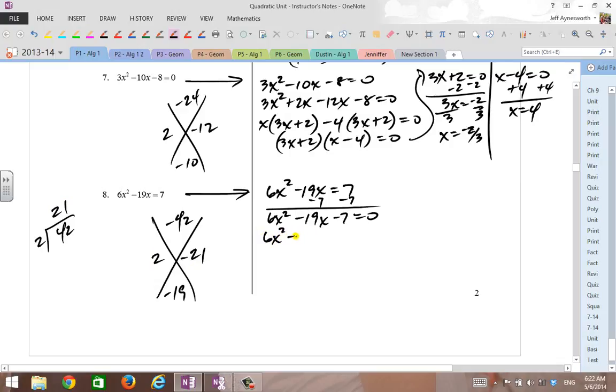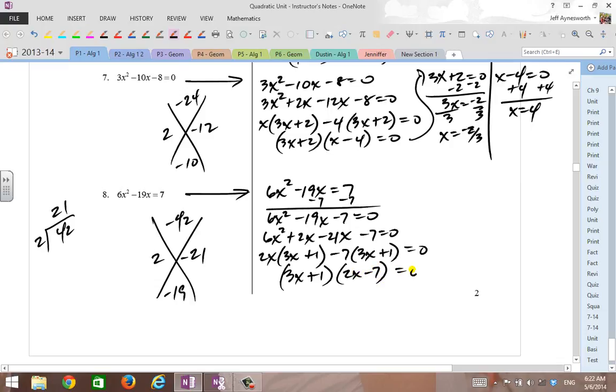So split the middle term, just like we always do in factor by grouping. All right, factor out a 2x here, and you get 3x plus 1. Factor out a negative 7 here, so 3x plus 1 again. Distribute back through to check, it looks good. Factor out the 3x plus 1 because that's in common, and multiply it by the 2x minus 7. Those are the remaining terms.